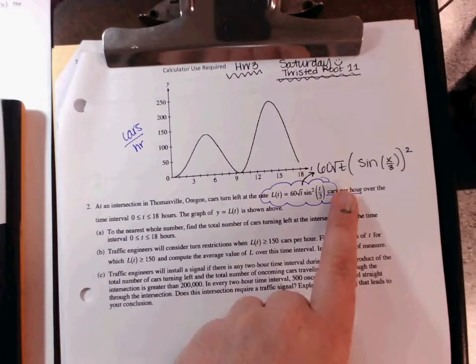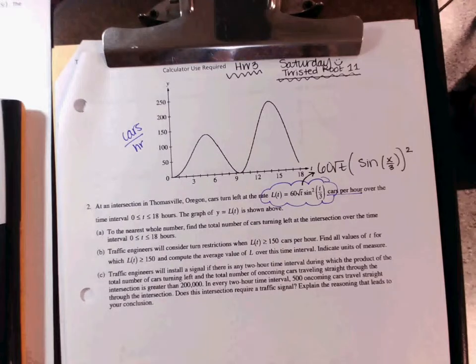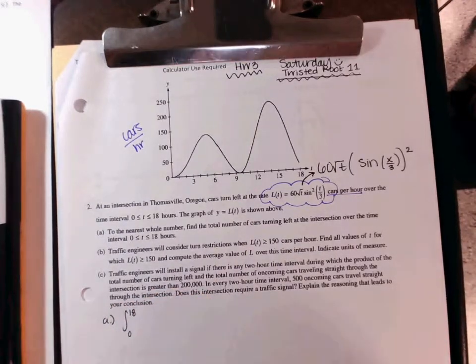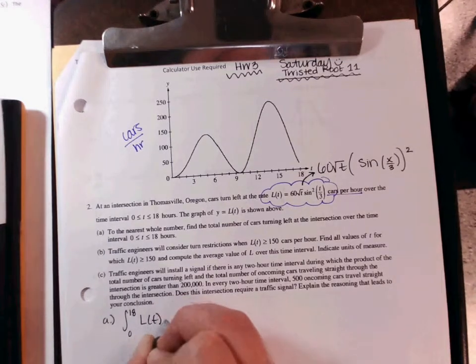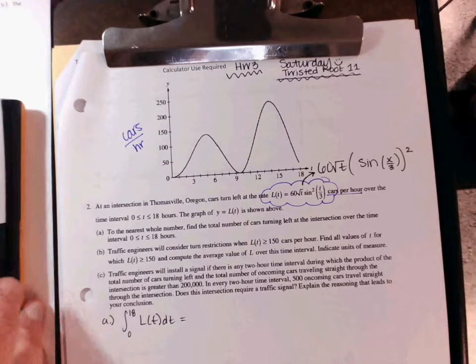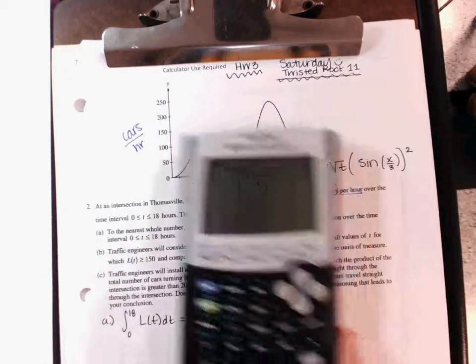This is cars per hour. I want the total number of cars. What am I doing for part A? An integral. Very good. I actually haven't done it yet, but we'll see. And then it does say to a whole number, so you'll want to make sure that you round it. So math 9, 0 to 18, and then y1 dx.